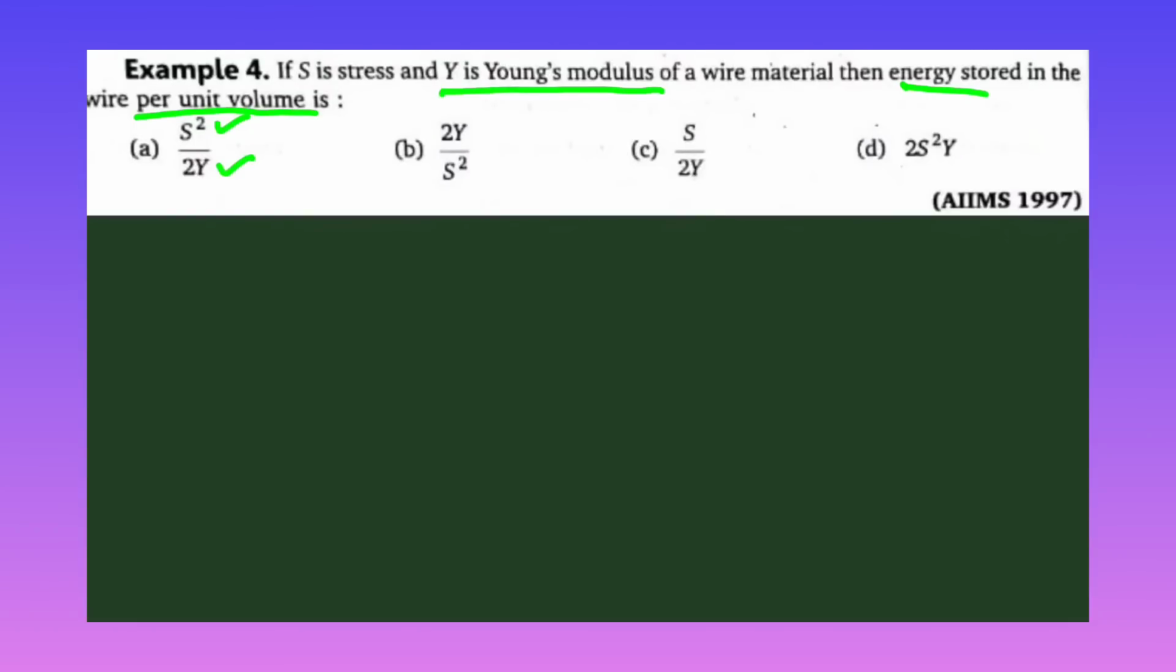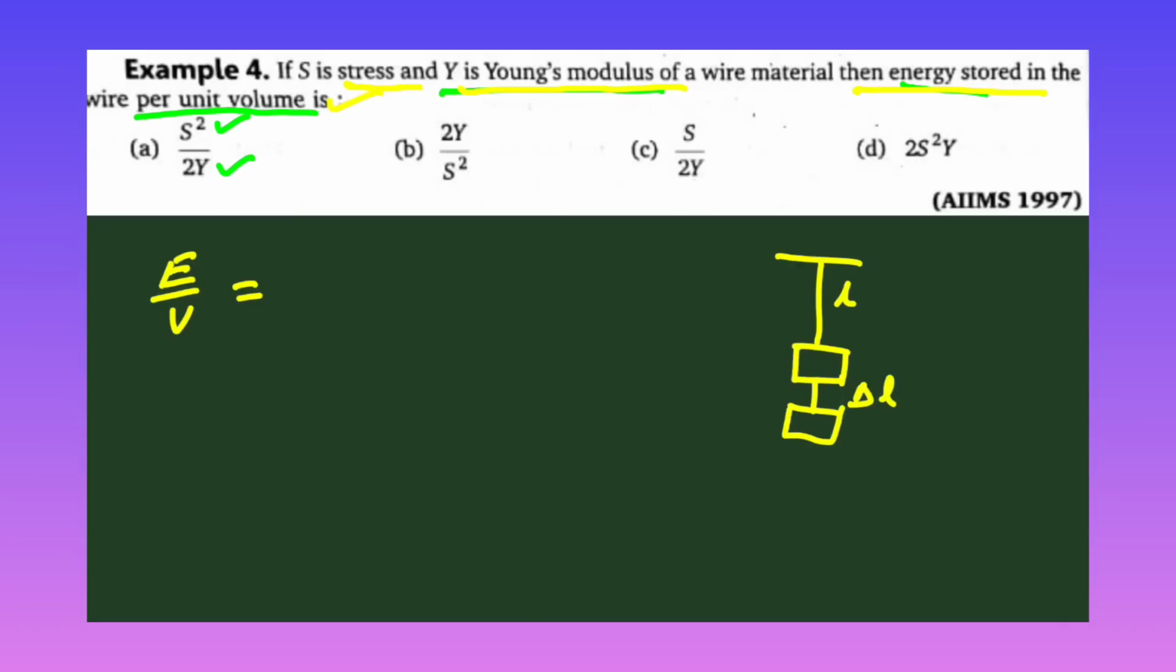You can just see, you have to find the dimensions of energy stored, in terms of stress and Young's modulus here. So how can you do that? You all know that energy stored per unit volume is what he is asking us for. So what is energy actually? If, for example, you apply a certain load on a wire of length L, this wire gets extended because of the increase in length. So energy means work done.